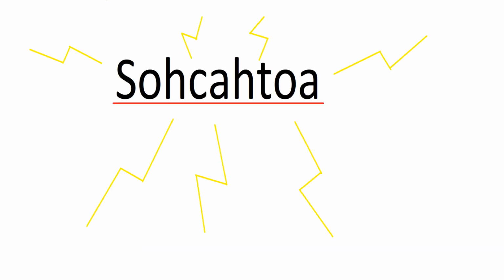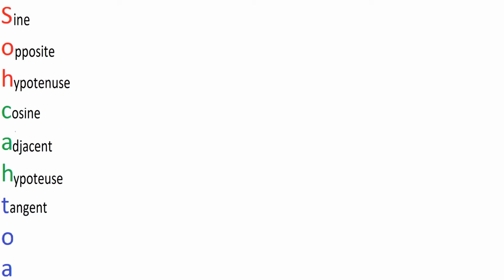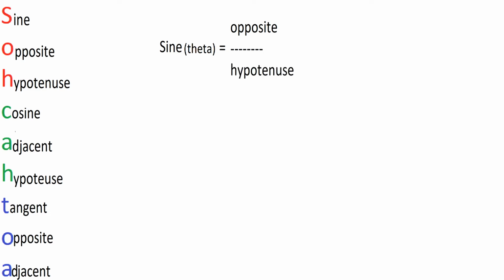So now that we got that out of the way, Sohcahtoa is an acronym to teach you trigonometric ratios. Sohcahtoa stands for sine, opposite hypotenuse; cosine, adjacent hypotenuse; tangent, opposite adjacent. Now what that means is that the sine of theta, which is whichever angle you choose, is equal to the length of the side opposite to that angle over that of the hypotenuse. Sine opposite hypotenuse. SOH.